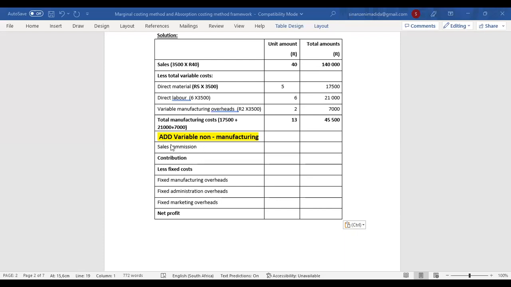Now the sales commission, please mark it on red. The moment you see sales commission and you're required to prepare the national income statement, remember, sales commission is a variable non-manufacturing expense. How do we calculate sales commission? Our sales commission, guys, is given as 5%. Let's go back and find out how our sales commission is calculated.